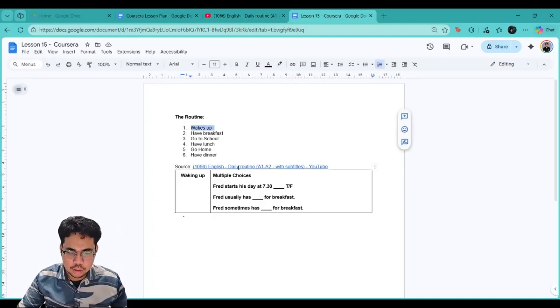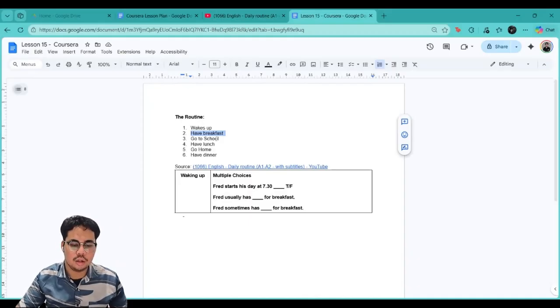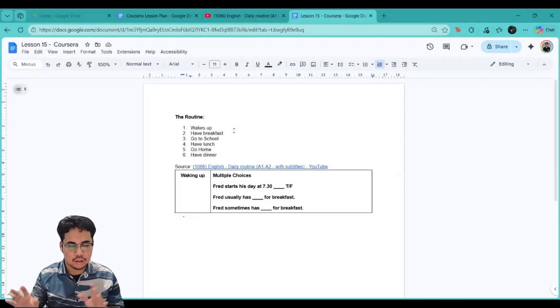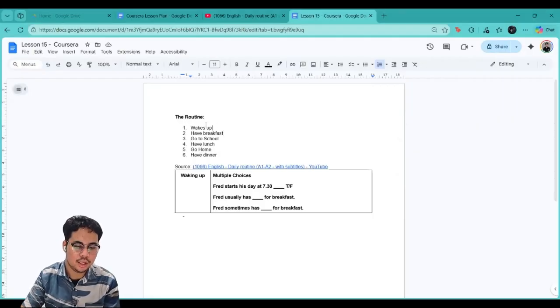First, he wakes up and then he has breakfast. After that, he goes to school and then he has some lunch. And then he went home and then have dinner. Okay? When you take a look at it, when you divide the information, just the general points, you will realize that it's easier now. Okay? Now we know that he wakes up and then has breakfast, and then he goes to school and then has lunch, and then he went home and then has dinner.